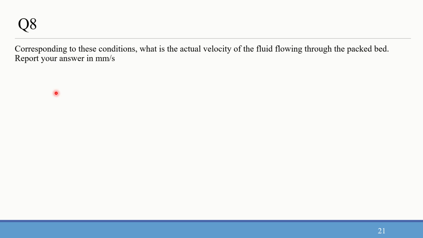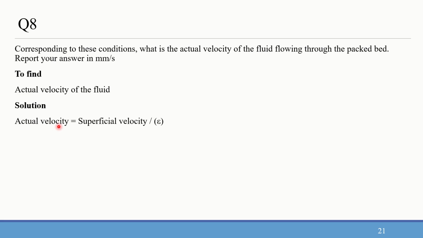So actual velocity is equal to superficial velocity divided by the void fraction. Superficial velocity is also known as the empty tower velocity. Now we are actually finding the actual velocity of the fluid flowing through the packed bed, so we are dividing it by the void fraction epsilon.